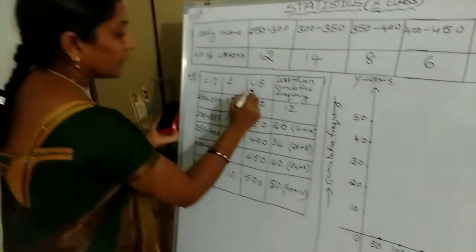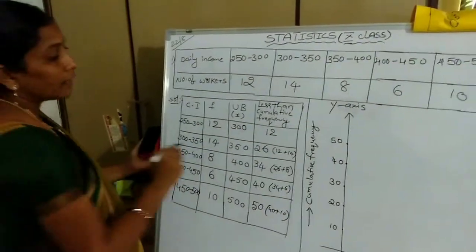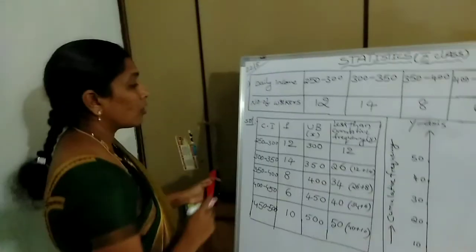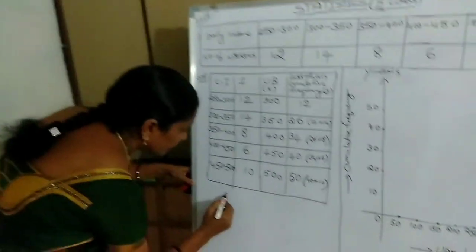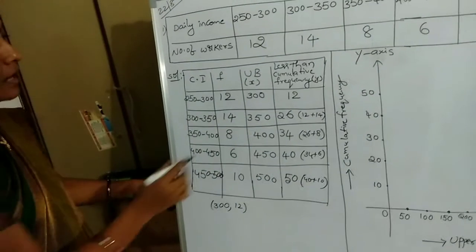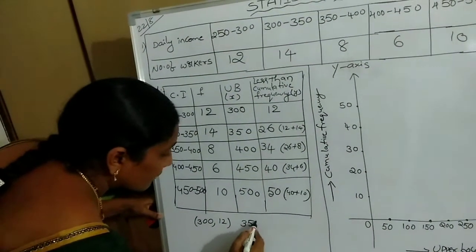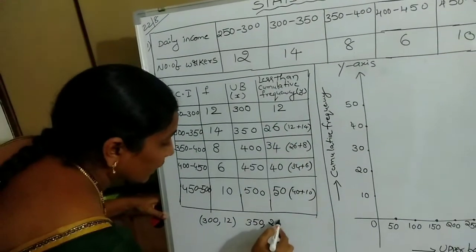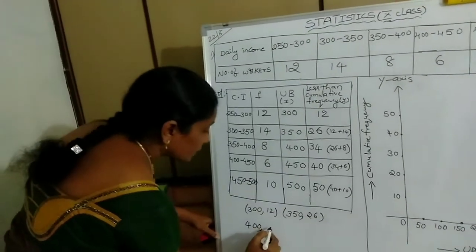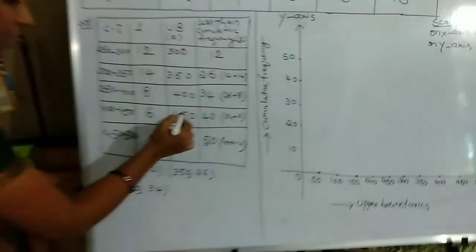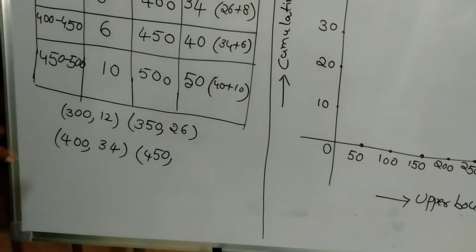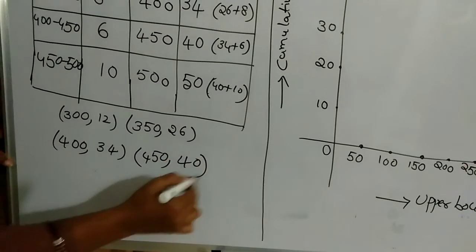Taking the upper boundary as the x coordinate and the cumulative frequency from the table as the y coordinate, we make ordered pairs like this. The upper boundary x coordinate here is 300 and the y coordinate is 12. This is one ordered pair. The next upper boundary is 350 and the next point is 26. The next upper boundary is 400 and the next cumulative frequency is 34. We can make all the ordered pairs like this. 450 is the upper boundary taken as the x coordinate and the y coordinate is 40.